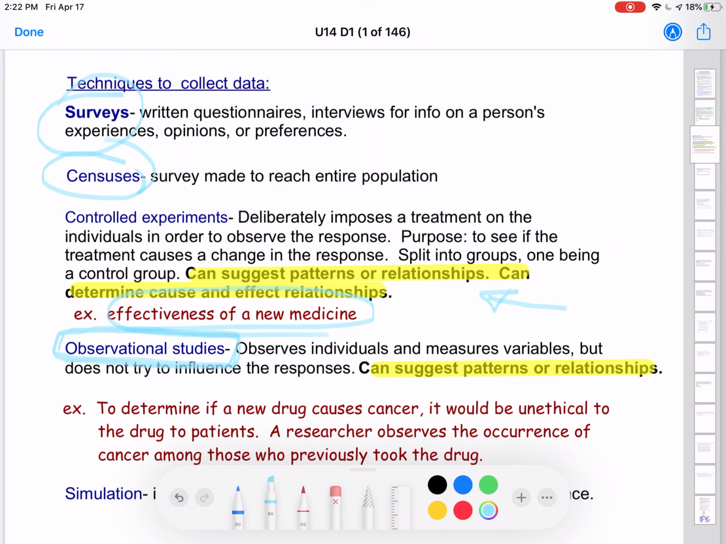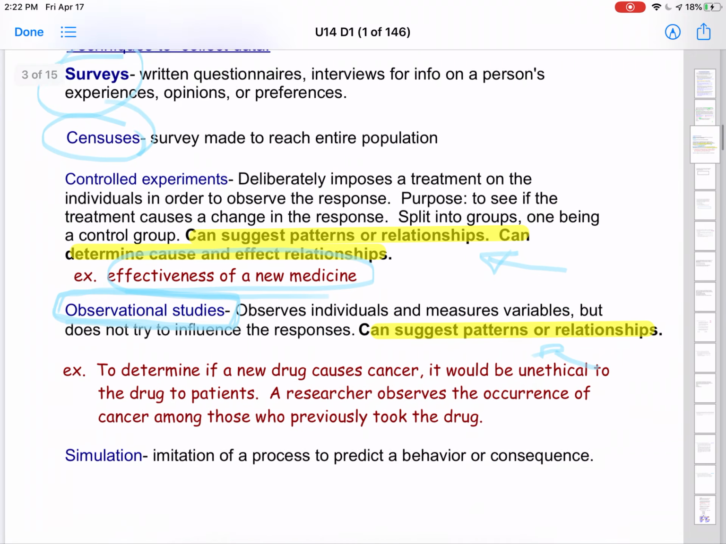So I like to always say, we're sitting in the bushes outside the classroom, looking in and just watching what's going on. That's an observational study. It observes individuals and measures variables, but does not try to influence responses. And this is what's important that I highlighted here. When we're doing an observational study and you're not doing an experiment, that can only suggest patterns or relationships. Okay, that's about it with that one.